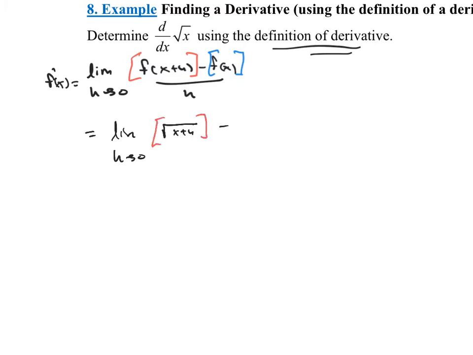Minus, now let's do the blue one. The blue one's just the original function, so that's the square root of x, all over h. So there's my function right there. f of x plus h is the square root of x plus h. f of x is just the square root of x.